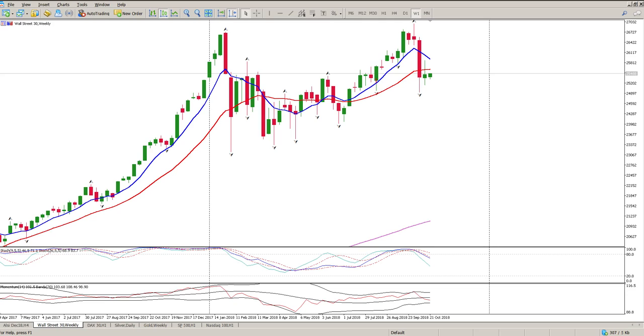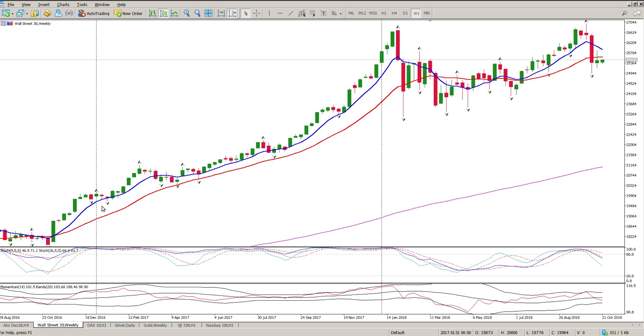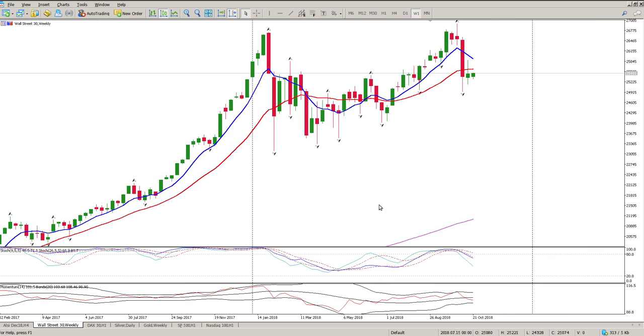So starting off on the weekly, last week we ended up with an inside bar. The concern for me is that we are below the moving averages. Okay, we haven't got a crossover on the moving averages, but we are below them, and that is a bit of a concern. Now, obviously, I would love for us to have what we had last year with this just gentle continuing climb. Okay, but you can see this year has been very volatile.